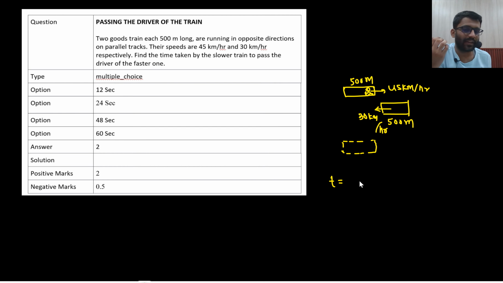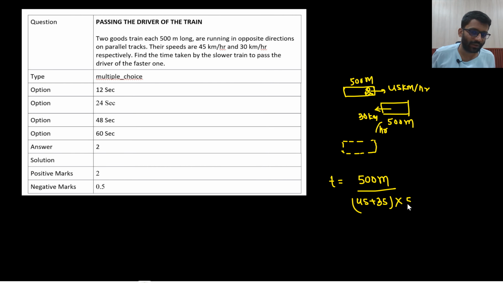Distance, how much distance does it need to cover? 500 meter. And what is the speed? One is running 45 km per hour, this is running with 30 km per hour. So speed will be 75 km per hour, relative speed, right? 45 plus 30, and it is kilometer per hour, so you need to convert it into meter per second. So I can multiply with 5 by 18. So 500 by 75, into 18 by 5.